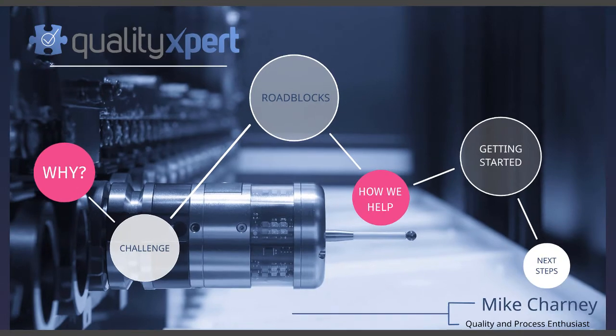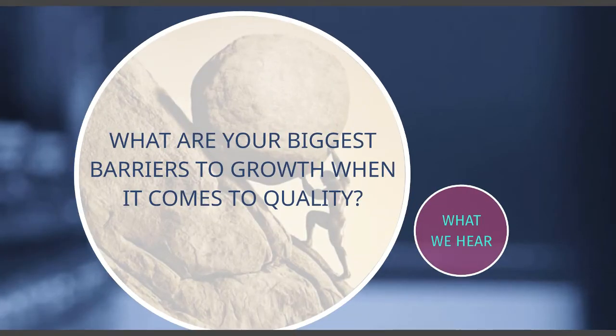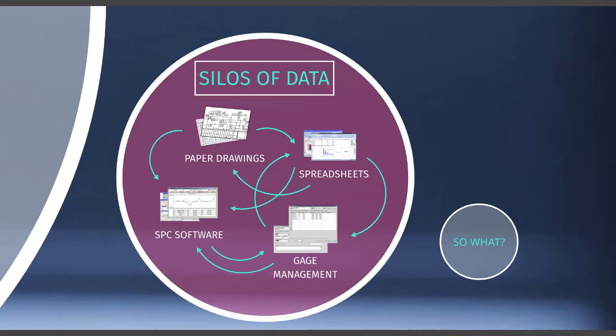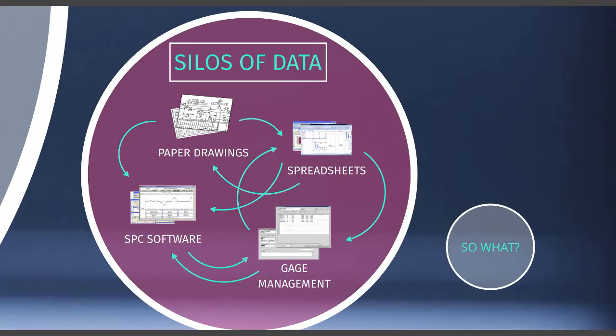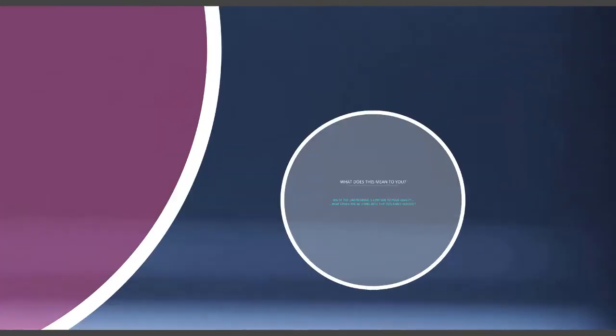So what are the challenges that you face? What are the biggest barriers to growth that you tell us about? I hear all the time that quality is a bottleneck. Paper, spreadsheets, different software for SPC, engage management, operators not knowing if they've made a good part, and shop owners losing sleep over how to squeeze more profit from the business.